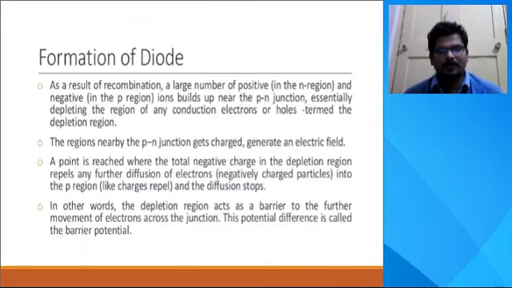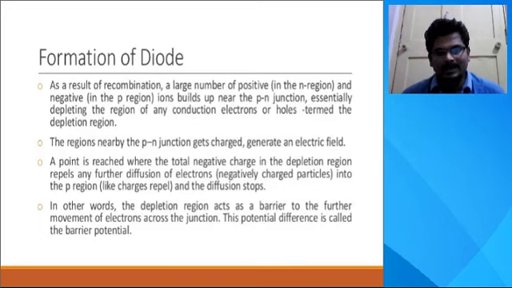The formation of the diode: as a result of recombination, a large number of positive and negative ions build up near the PN junction. Essentially, the region is depleted of any conduction electrons or holes, hence the term depletion region. There are many names for the depletion region. We call it a diode junction, a diode resistance region or a depletion region. The region near the PN junction gets charged and generates an electric field.